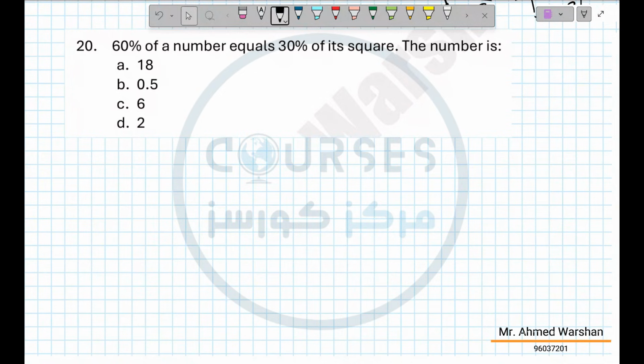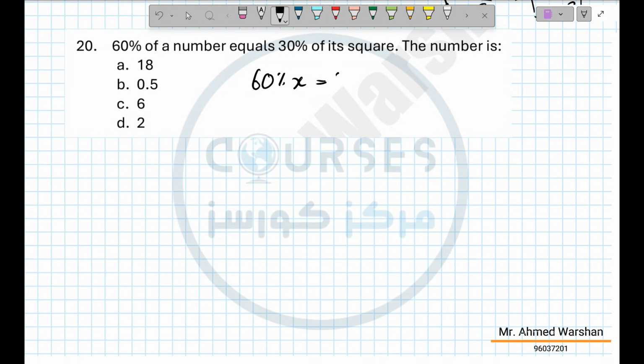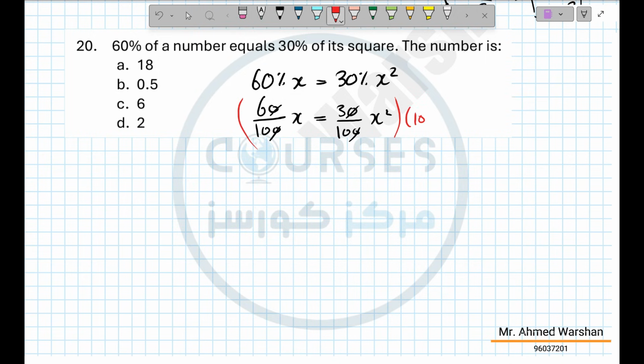Question 20. 60% of a number equals 30% of its square. The number is, so 60% of a number, let's say the number is x, equal 30% of its square, so x squared. So that's going to be 60 over 100 x equal 30 over 100 x squared. 0 will cancel with 0, and then you still have 10 in the denominator, so we're going to multiply everything by 10 to cancel this 10 in the denominator.